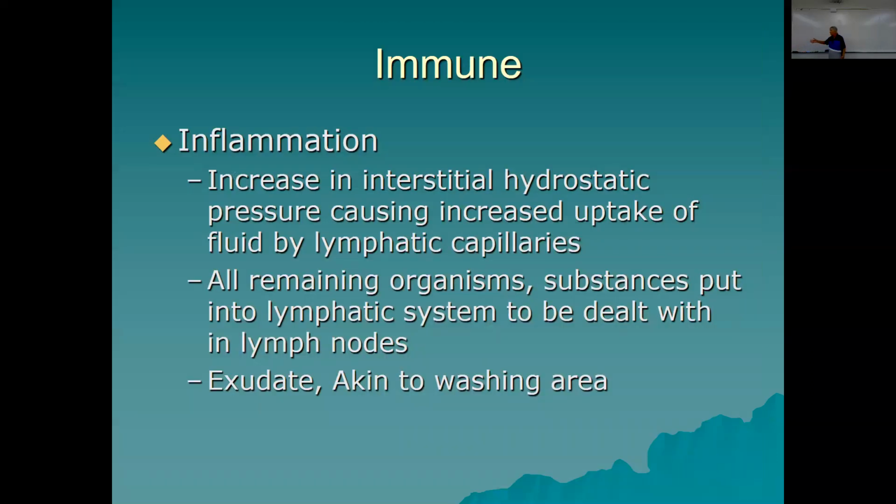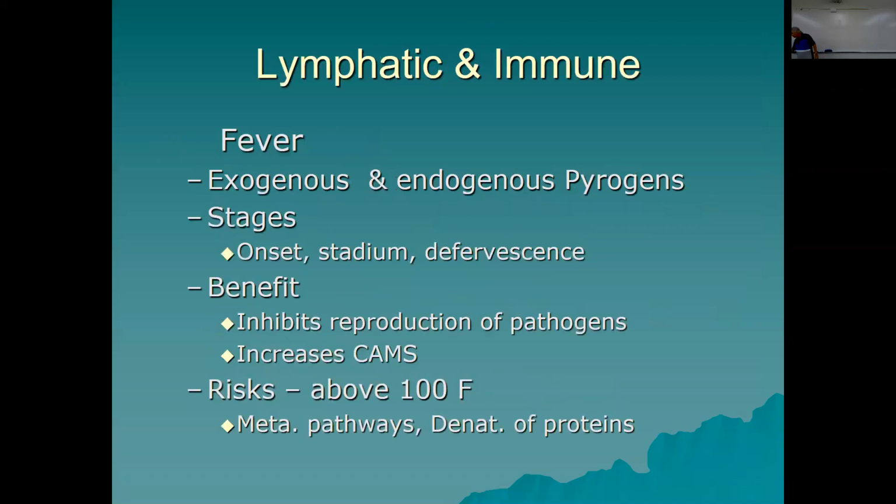Okay, so this slide is more on inflammation. Increases in interstitial hydrostatic pressure cause increased uptake of fluid by lymphatic capillaries, because all this exudate is coming out. All remaining organisms and substances are put in the lymphatic system to be dealt with in lymph nodes. And this exudate is akin to washing the area, flushing them into lymphatic capillaries. Okay. Then later on, we'll get into what's happening in the lymph nodes with the B and T lymphocytes, adaptive immunity.